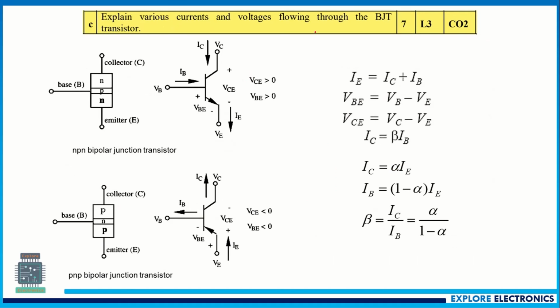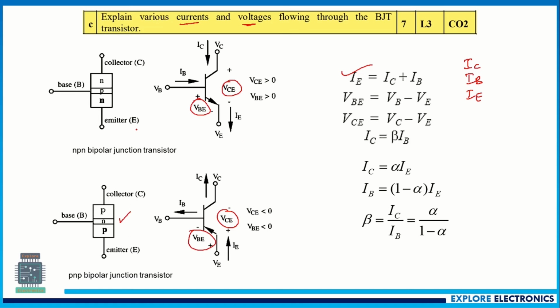Explain various currents and voltages flowing through the BJT transistors. Here currents and voltages means IC, collector current, IB, base current, and IE, emitter current. First you need to write this expression, and also you need to write where are the voltages, VBE, VCE we are going to consider usually.